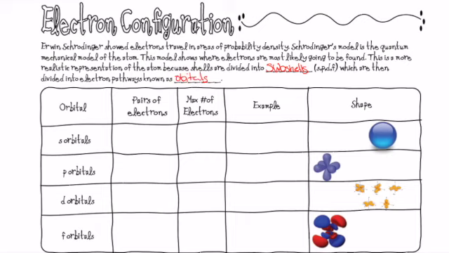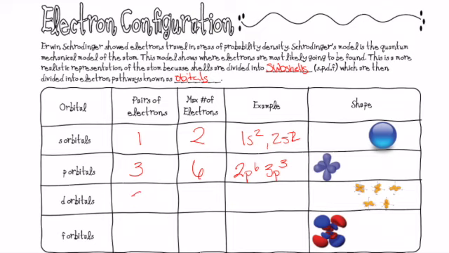So the first orbital, the s orbital, can contain 1 pair of electrons for a maximum of 2. This would be written as 1s2 or 2s2. The shape is a sphere. P orbitals can hold 3 pairs of electrons for a total of 6. This would be 2p6 or 3p6. This is the shape for a p orbital.